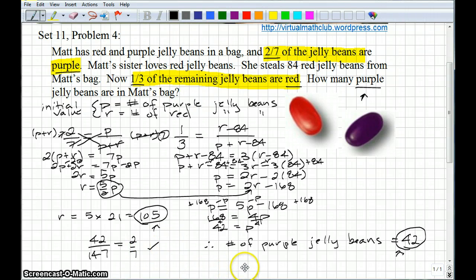All right, so there you go. The answer is 42, which is the answer to life, the universe, and everything.